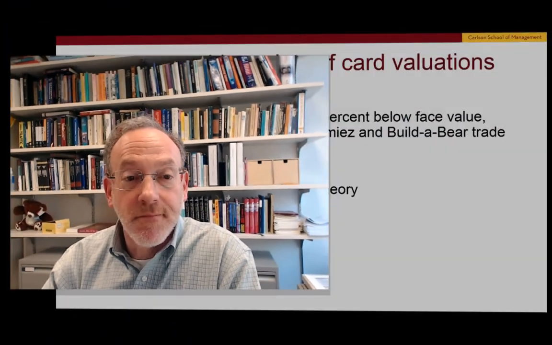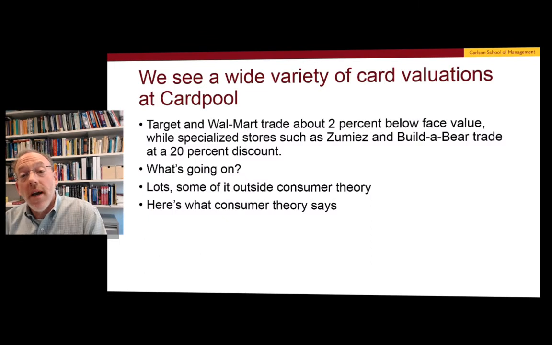Hi, let's talk about how to analyze the Cardpool problem using some utility theory. So we see a wide variety of card valuations at Cardpool. Some retailers, like Target and Walmart, their cards trade about 2% below face value. But some specialized stores, such as, and I can't even pronounce this store, Zumiez and Build-A-Bear, which sells stuffed bears, trade at a 20% discount.